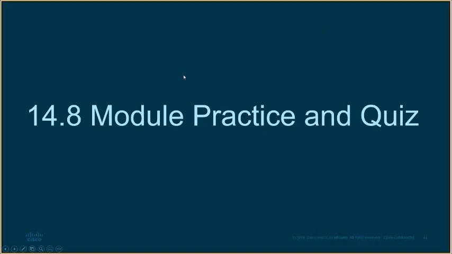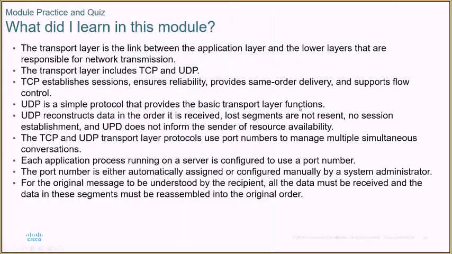Okay, that's enough for the transport layer. So, what did we talk about? The transport layer is a link between the application layer and the lower layers that are responsible for network transmission. The options for the transport layer are TCP and UDP. TCP establishes sessions, ensures reliability, provides same order delivery, and supports flow control. UDP is simple, but it provides basic transport layer functions. Not much. UDP reconstructs data in the order it's received. Lost segments are not resent. There is no session establishment. UDP does not inform the sender of resource availability.